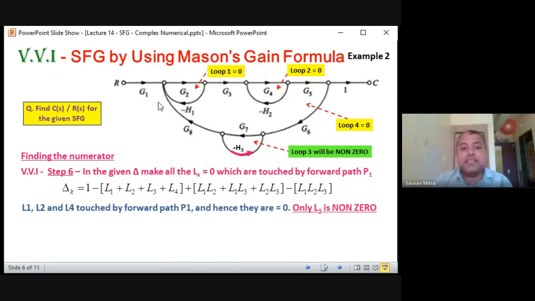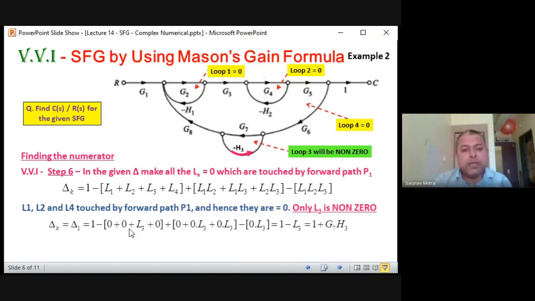So in this case, as there is only one, the P1 value is G1, G2, G3, G4, G5, and delta 1. How can I find delta 1? Write the equation of delta, and wherever L1, L2, L4 are there, make it equal to 0. So now see what it becomes. So delta k is equal to delta 1, and the numerator is only Pk into delta k, P1 into delta 1. How to find delta 1?